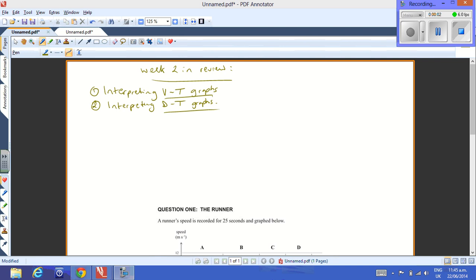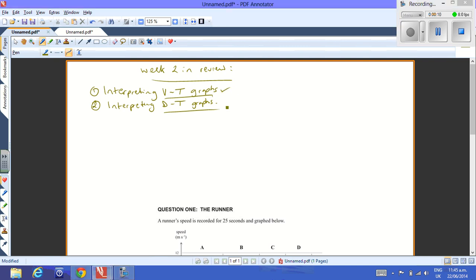Okay, welcome to week 2 in review of NCEA Level 1 Mechanics. And this week we looked at interpreting velocity time graphs as well as distance time graphs. So if we take a look at question 1 from the 2013 paper, which is a velocity time graph.